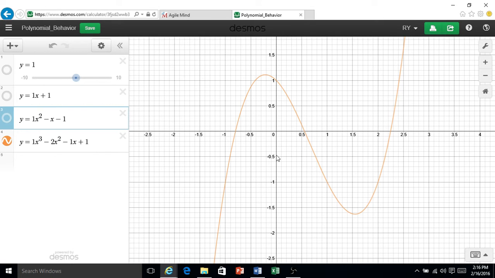This is part of a theorem called the fundamental theorem of algebra, which says that the number of roots of a polynomial equals the order of the polynomial.